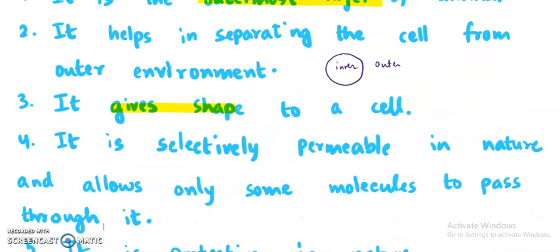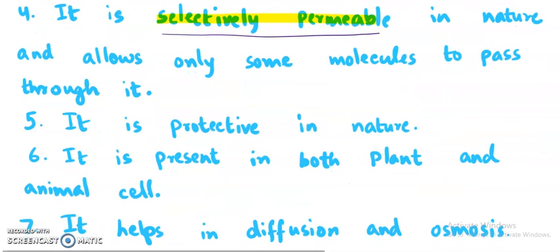It is selectively permeable in nature. Make sure that you should underline all these points whenever this question will come in exam. Okay, so plasma membrane is selectively permeable in nature. Selectively means it will only allow some molecules to pass through it. Not everything will get inside the cell because of the plasma membrane. Because it is occurring on the outer side, so of course it will be protective.